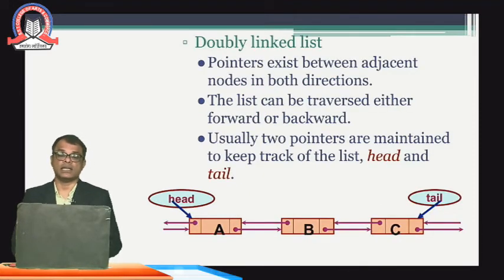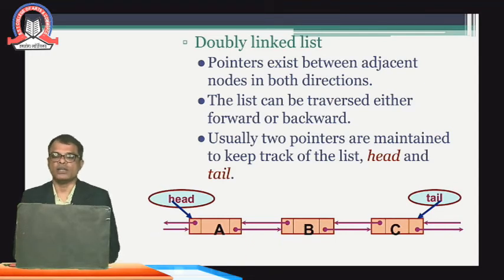Then there is a doubly linked list. Doubly linked list means pointers exist between adjacent nodes in both directions. If you see, the pointer from A to B is there, from the first element to the second element, as well as from the second element to the first element. So in both directions it exists. The list can be traversed either forward or backward.